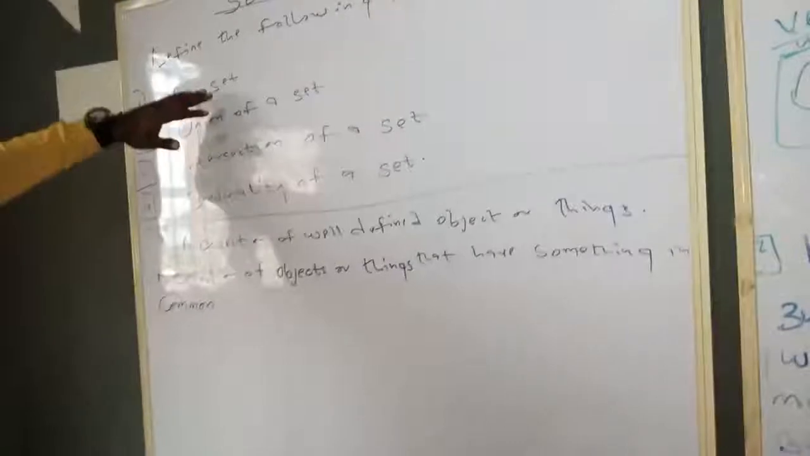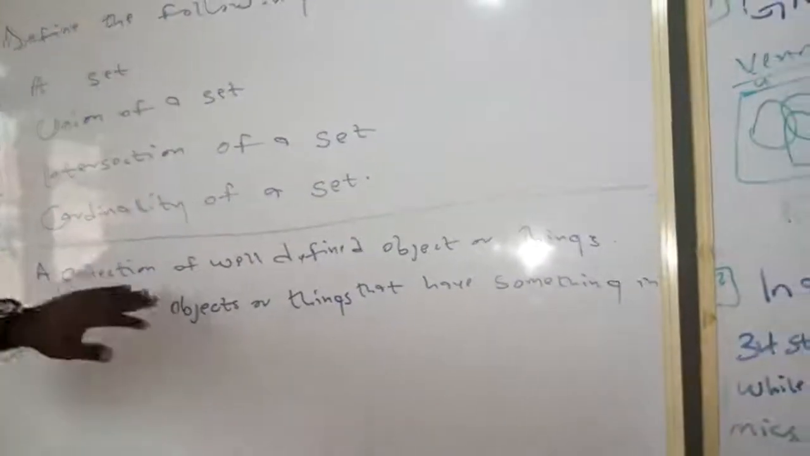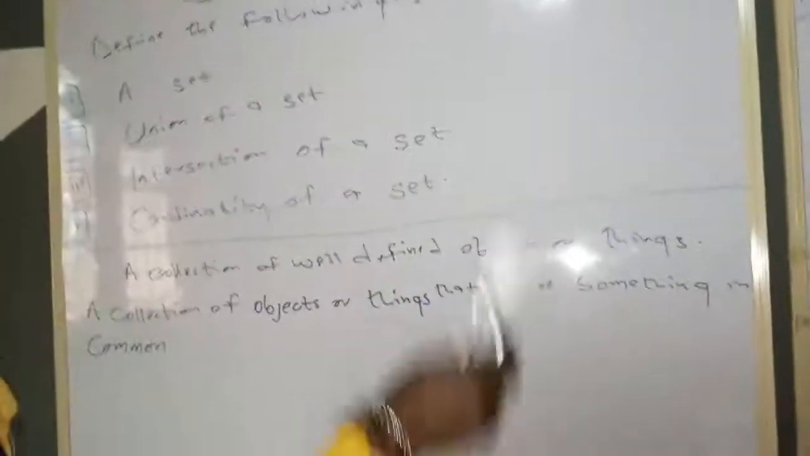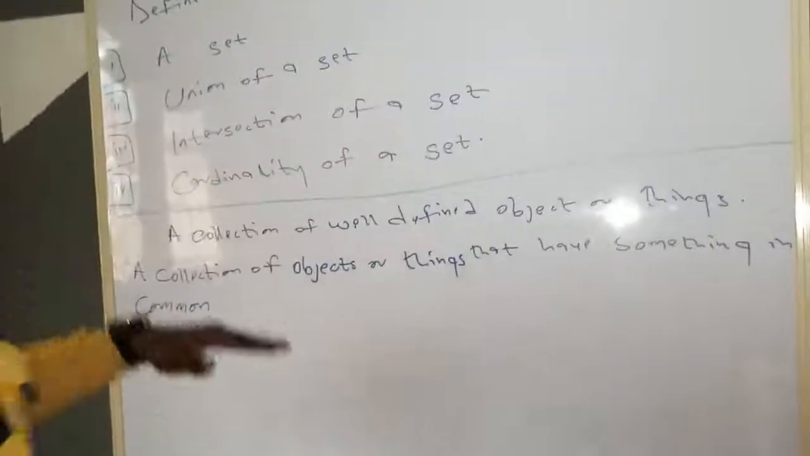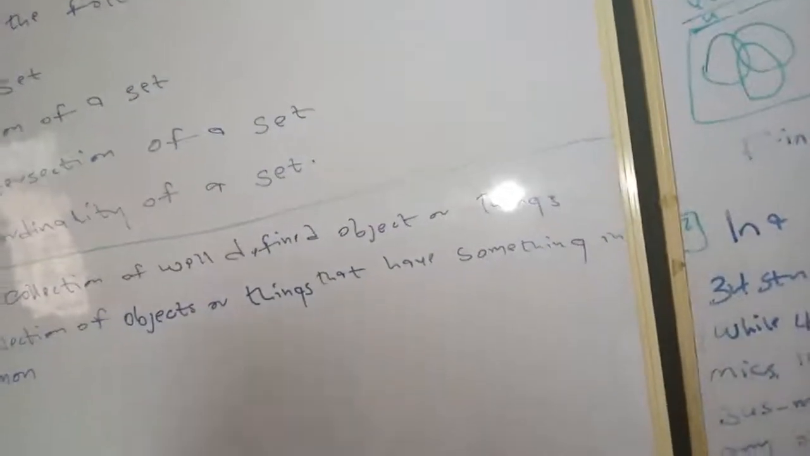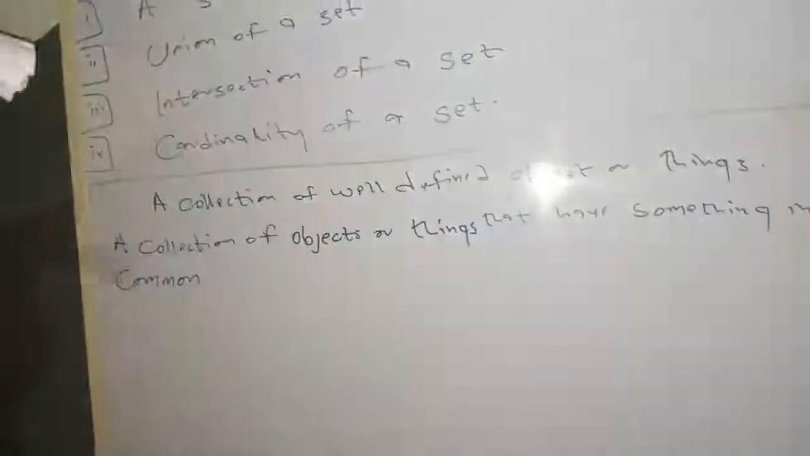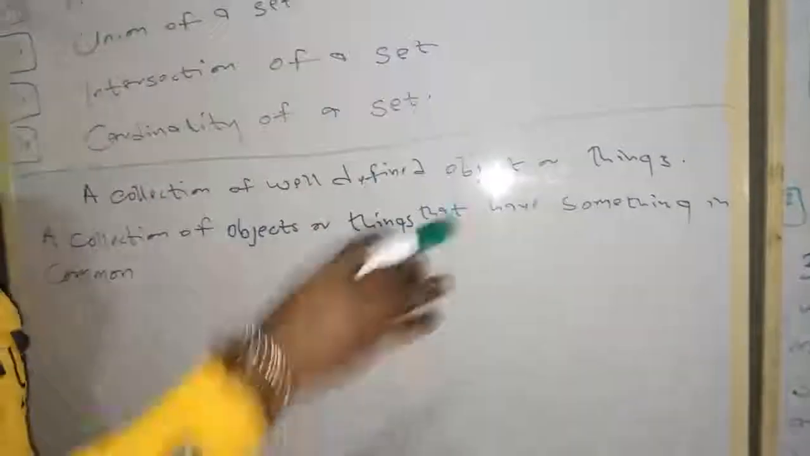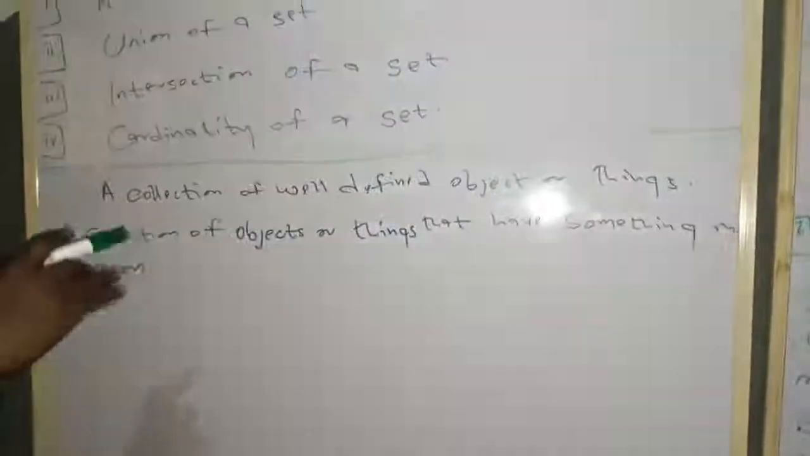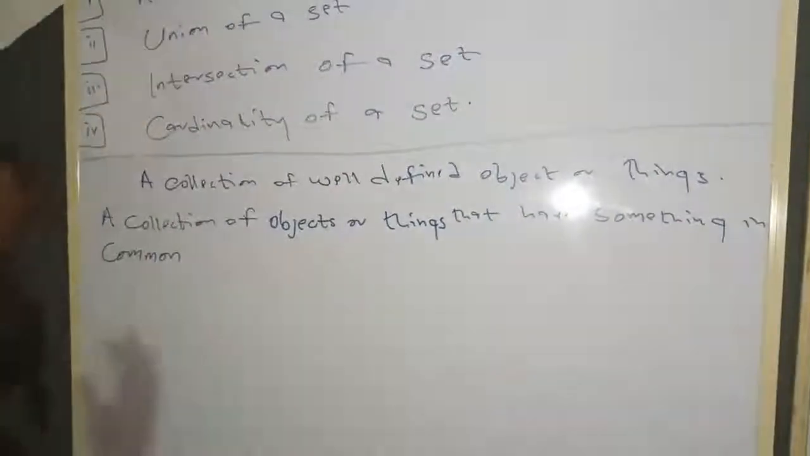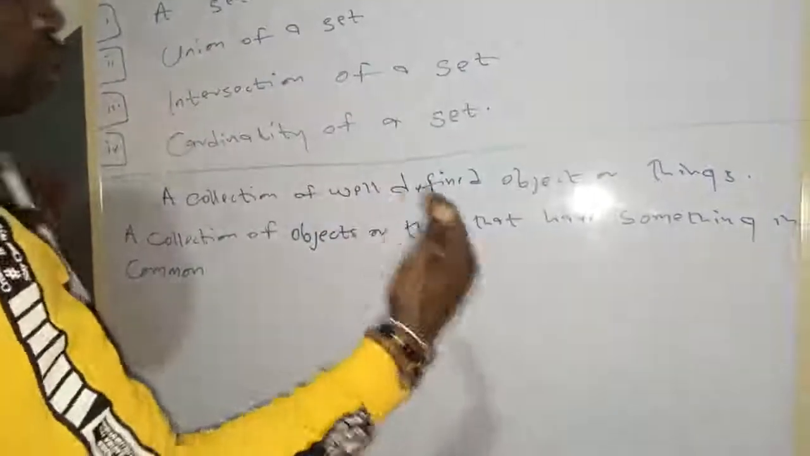But first, let's try to understand what all these are. When they say a set, it simply means a collection of well-defined objects or things. That is, a collection of objects or things that have something in common. When we say a set, it's not just a collection of anything. The set must be a collection of objects that have something in common.